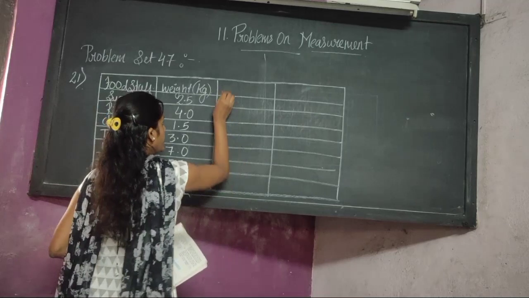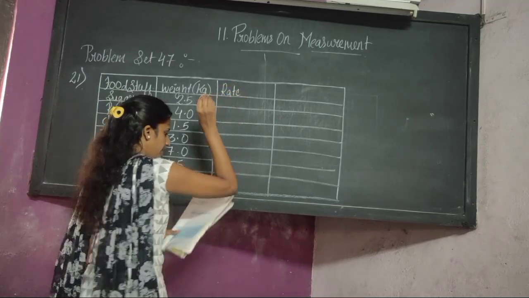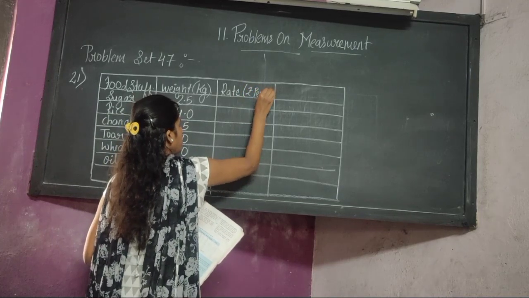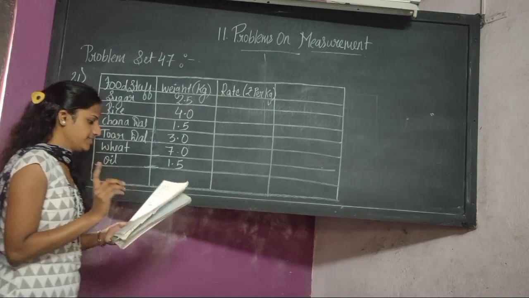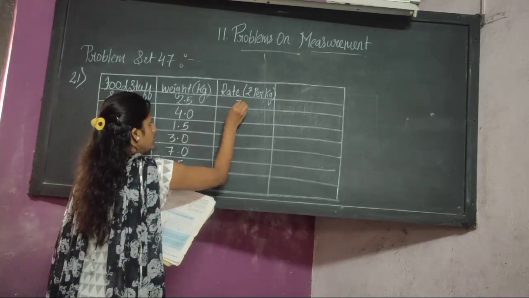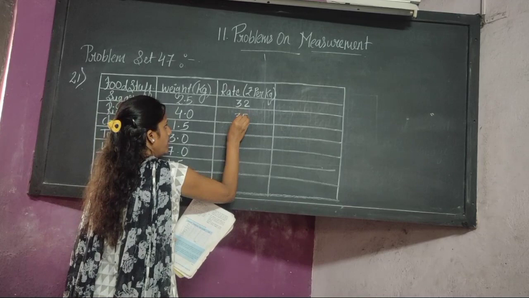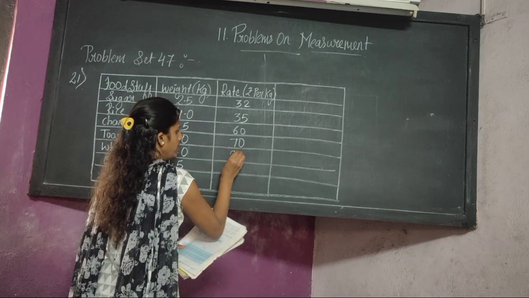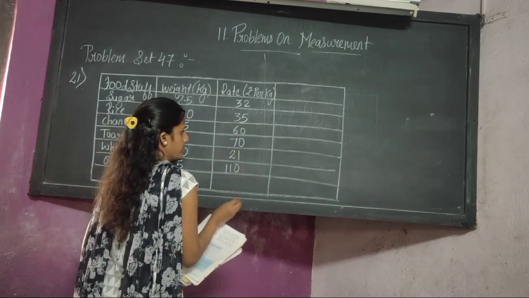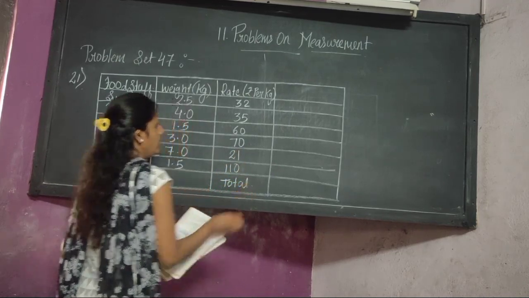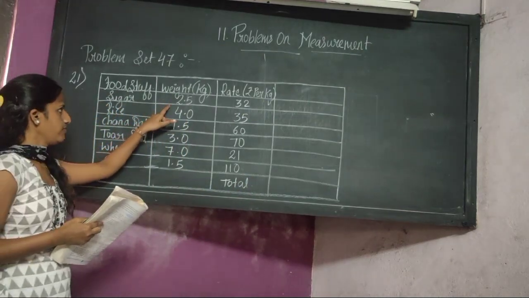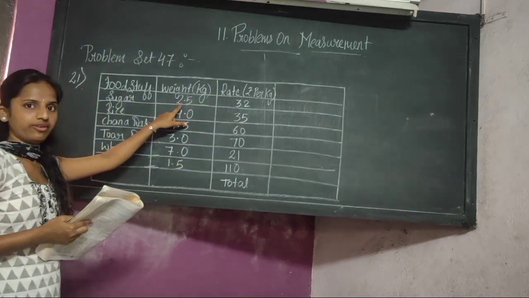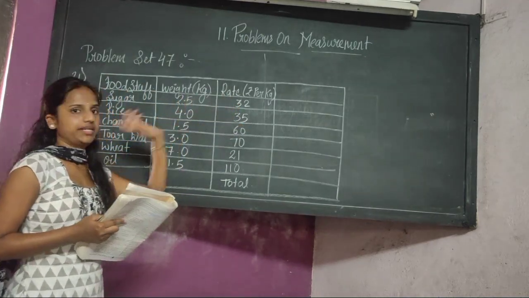Now let's write down the rate. The rate is given is for per kg. Per kg means for 1 kg it is given. 32, 35, 60, 70, 70, 21 and 110. Okay, now let's find out the cost of the total weight of sugar first. Here the weight of 1 kg is given. We have to find out for 2.5 kg. That time we will do multiplication.